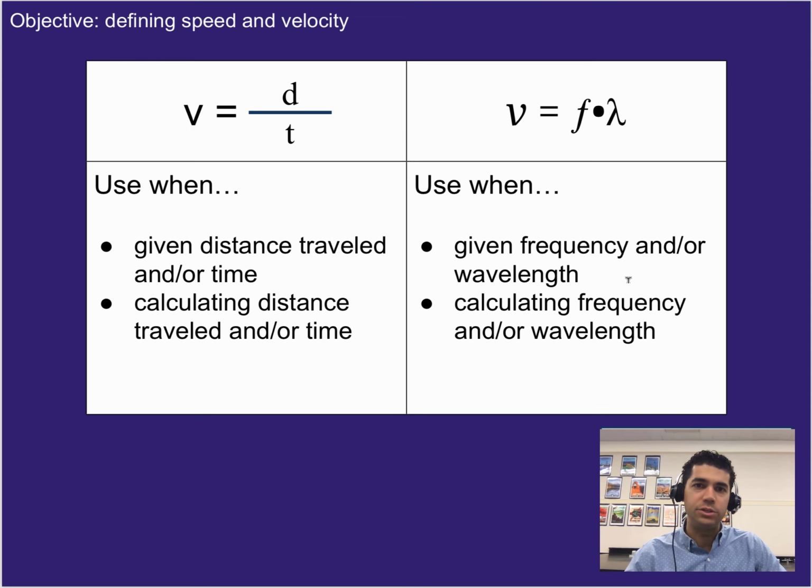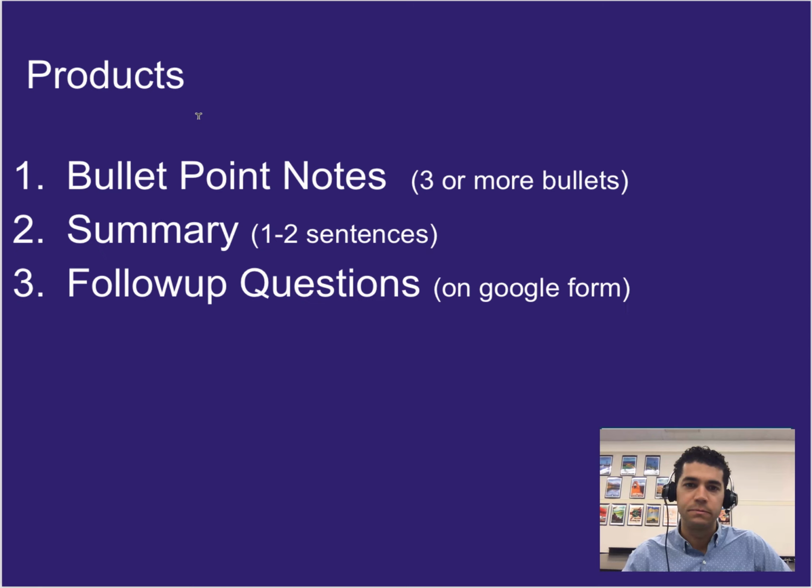Now, when to use each equation, we'll often use v equals d divided by t if the information given is distance traveled or the time, so effectively either of those two things, or if we're trying to calculate the distance traveled or the time. Meanwhile, we'll use v equals frequency times wavelength if we are given frequency and or wavelength, and when we're calculating frequency and or wavelength. So oftentimes you'll need to think about these two interchangeably because both will calculate the same speed, just different ways of doing it.